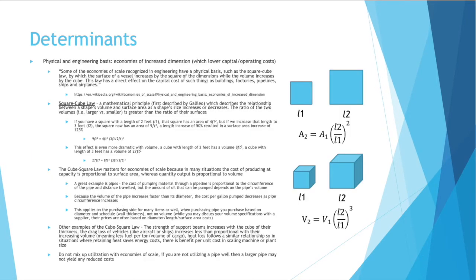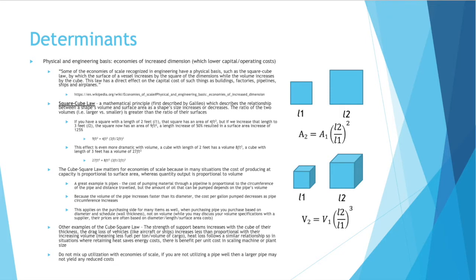Let's talk about the determinants for economies of scale. We know that economies of scale exist, but what actually is it that makes the cost per unit fall as production volume increases? I think the first one we are going to talk about is the most engineering heavy, so it's very appropriate for this channel.